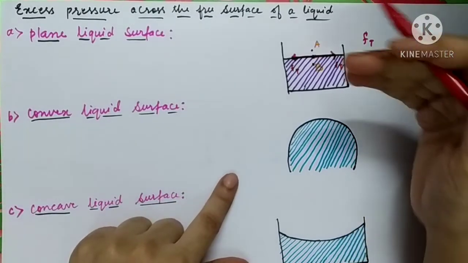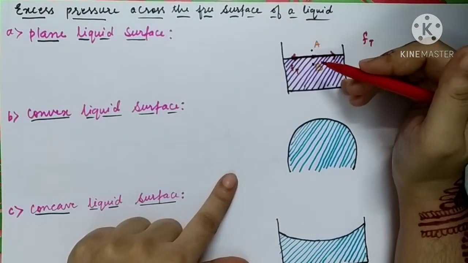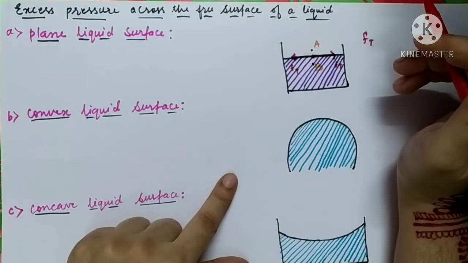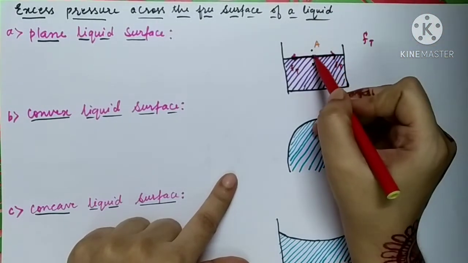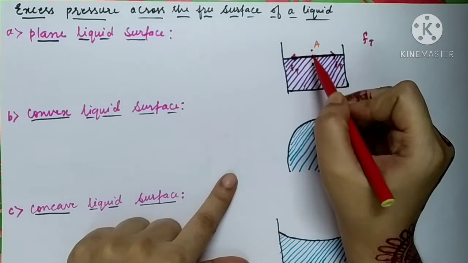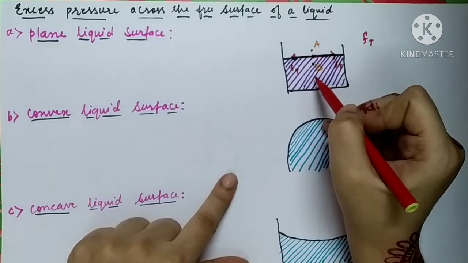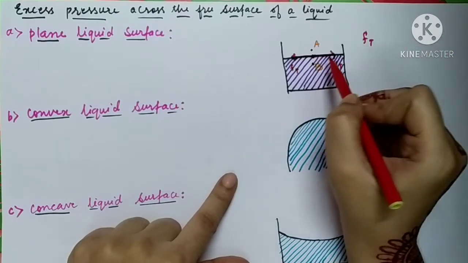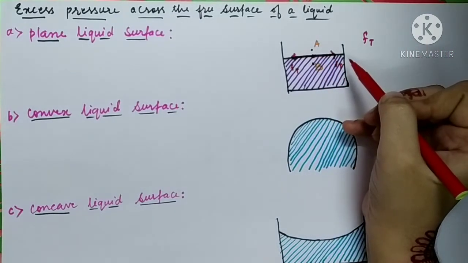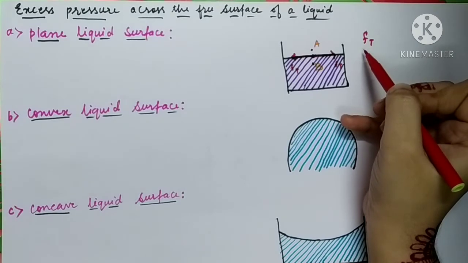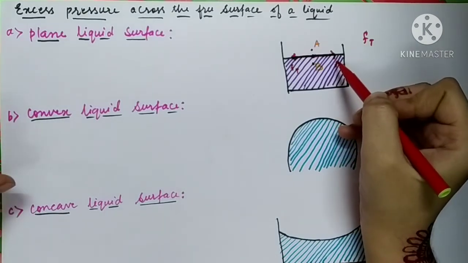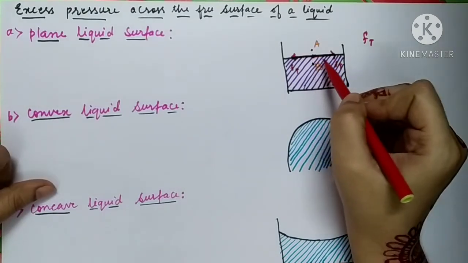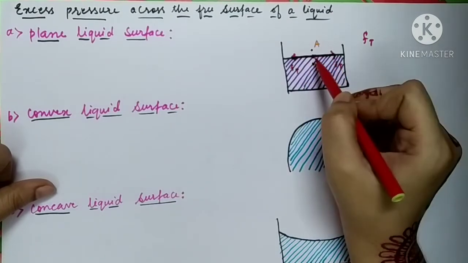Since the free surface of the liquid is still, it is not moving anywhere. It means the force acting on the surface from the above side or from the below side must be exactly equal. So here we have taken into account the forces due to surface tension, which are nullifying each other. It means there is no net force acting on this free surface.